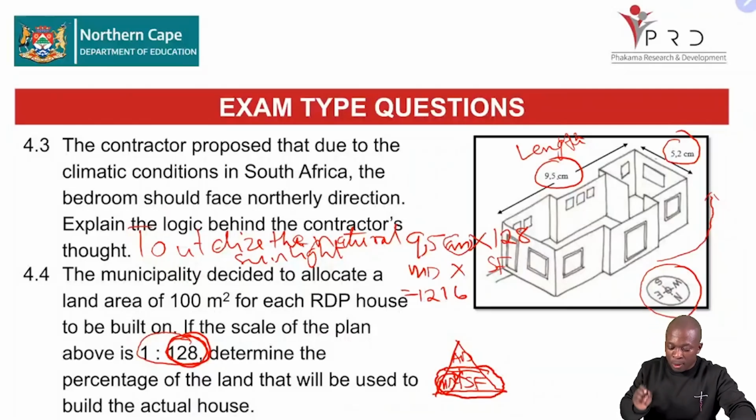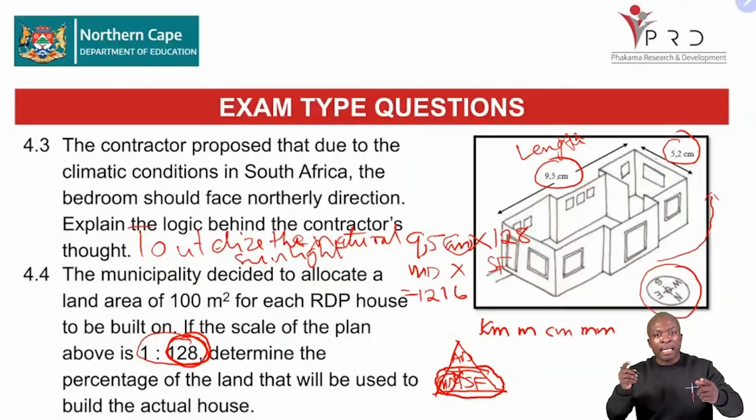This is where your knowledge of kilometers, meters, centimeters, and millimeters comes in handy. Again, my advice is that you write the kilometers, meters, centimeters, millimeters on the question paper so that you don't forget when it is time for converting. So we have 1,216 centimeters. We need to convert it to meters because we are looking for the actual.